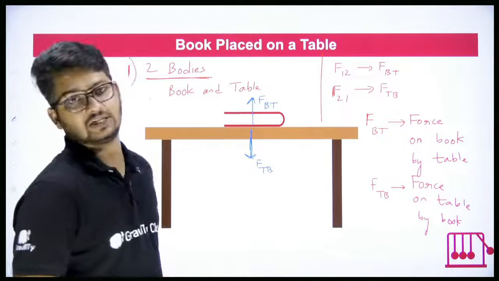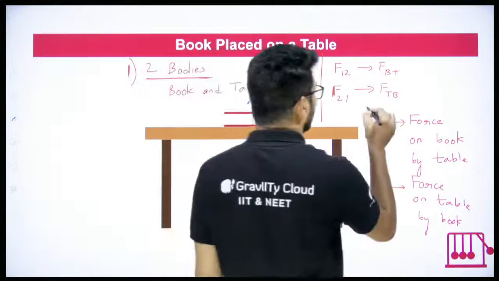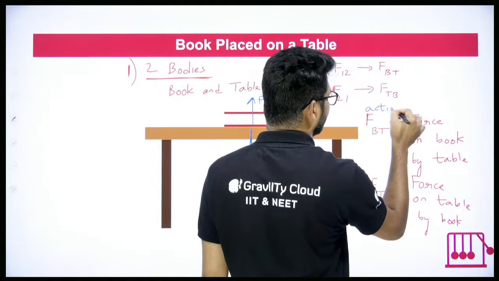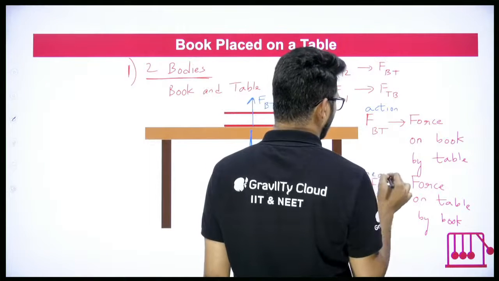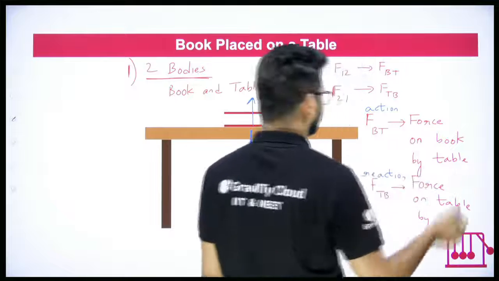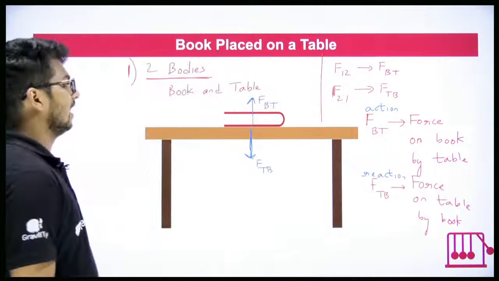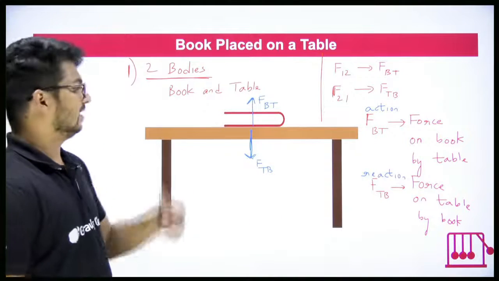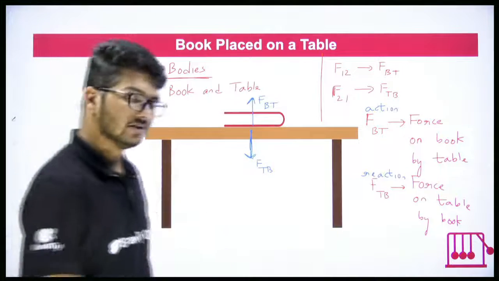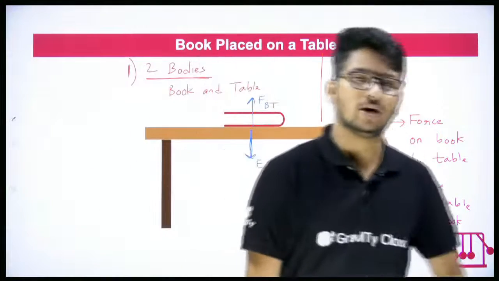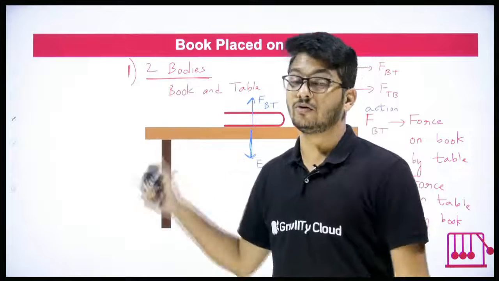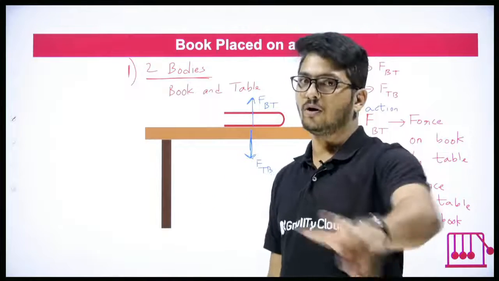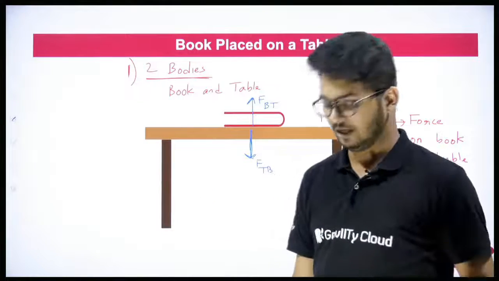And if you want action and reaction, you can call this one as action. Take one force as action, the other force will be reaction. That's it. Okay, and you have got them also. Equal and opposite in direction. So we identified the bodies. That's the first thing you have to do. And I told you only two bodies, do not involve a third body.